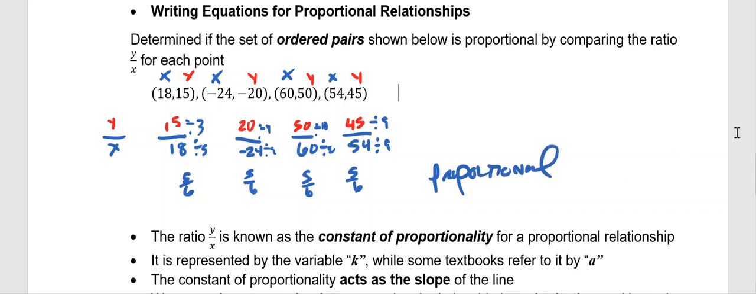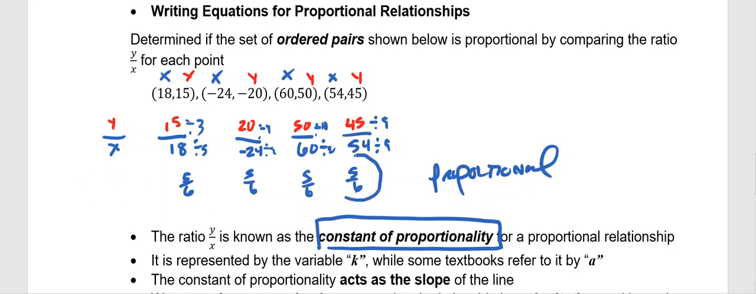So now that we should be comfortable doing this analysis of y over x, we want to give it a name. That ratio that we established is called a constant of proportionality. So that ratio of y over x, this value that we came up with, is called our constant of proportionality. And it gives us a missing piece so that we can write an equation very quickly for this data.